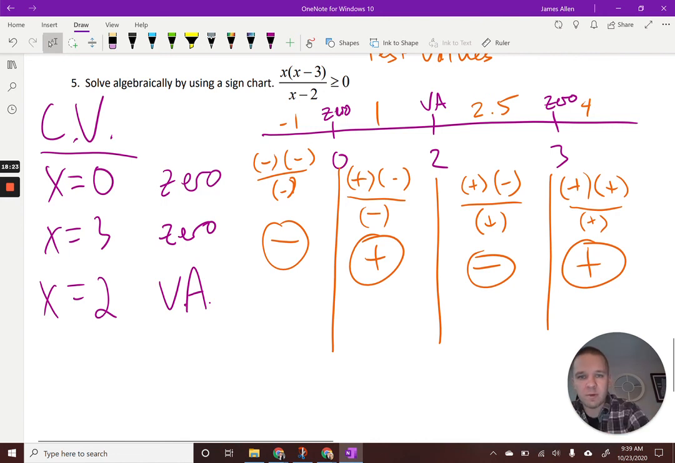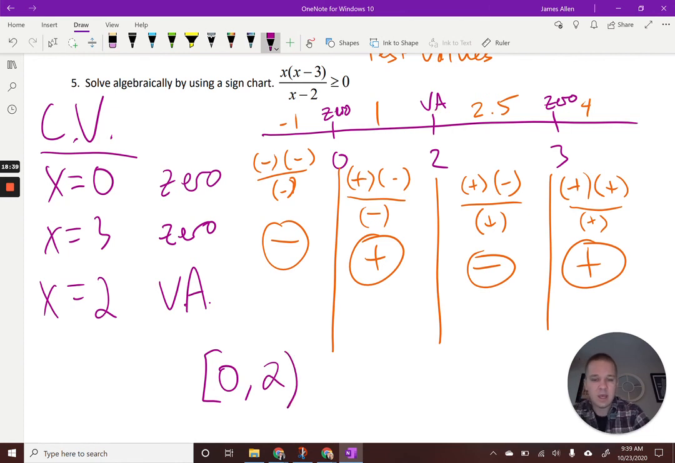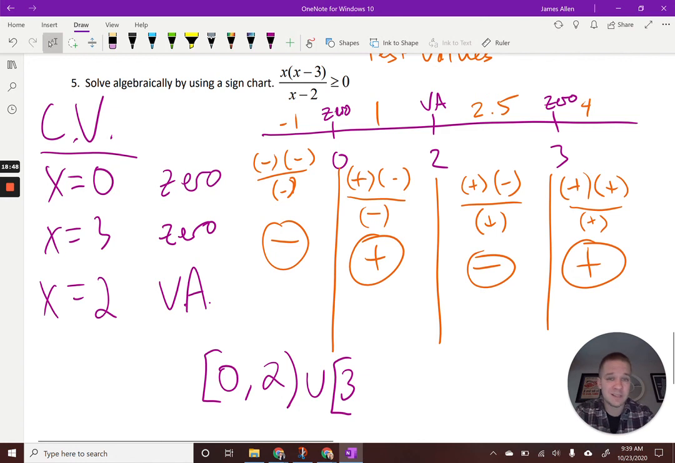So let's see here. When we write this, since 0 is a 0 and I'm greater than or equal to 0, I will be including 0. And then since this is a vertical asymptote, glad I wrote that down, I'm not going to be including the 2. Then I will join back up, union back up at the 3, which is a 0. And I'm including it because it's equal to 0, not just strictly greater than. And then on to infinity.